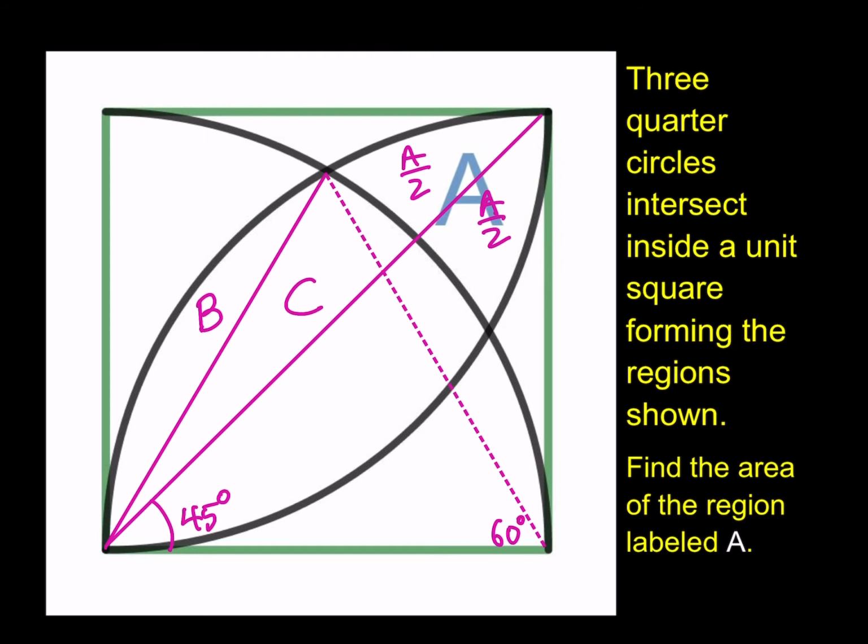Therefore, the base angle for the equilateral triangle is also going to be 60. This is also going to be 60. We don't need to label that. But that gives you important information. It tells you that this is 15 degrees. Why? 60 minus 45 is equal to 15, right?